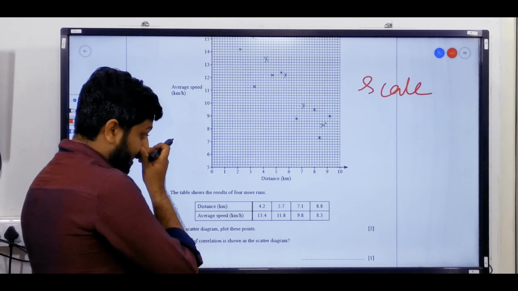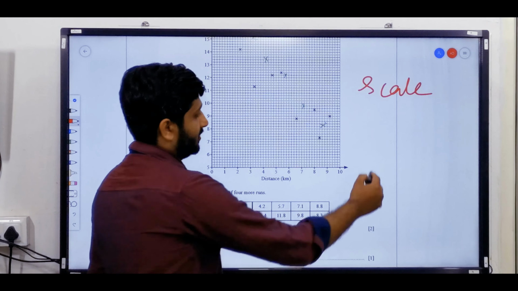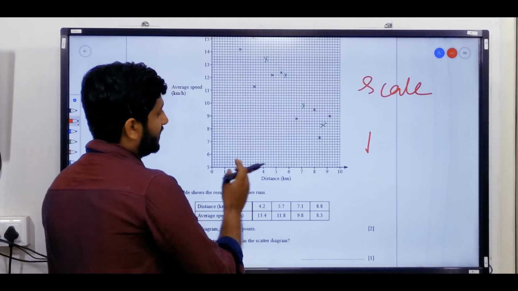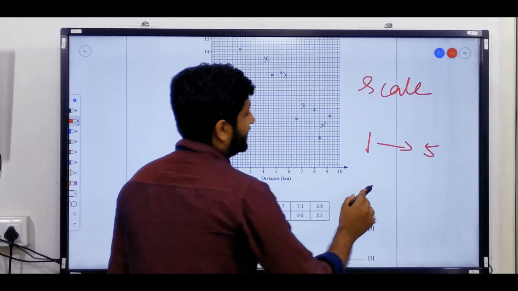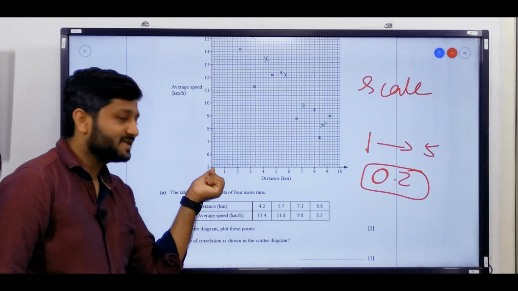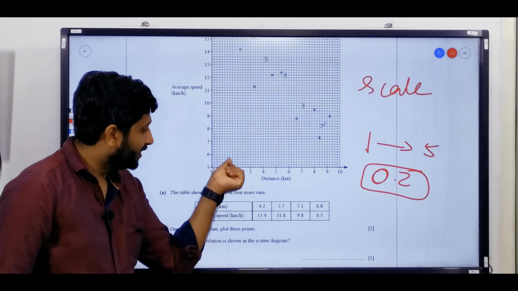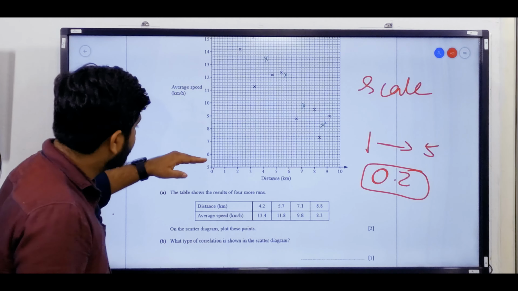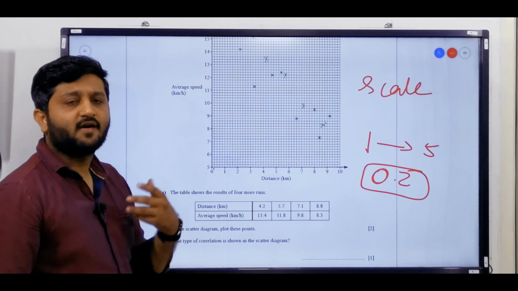As you can see, the difference between two units in the horizontal axis is 1. Same goes for the vertical axis also. And the number of divisions between them is 5. So each division represents 0.2. So the first line will be 0.2, second will be 0.4, 0.6, 0.8, 1, 1.2, 1.4, and so on. Same goes for the y-axis, 5, 5.2, 5.4, 5.6, 5.8, and so on. Right? I hope you have understood this.